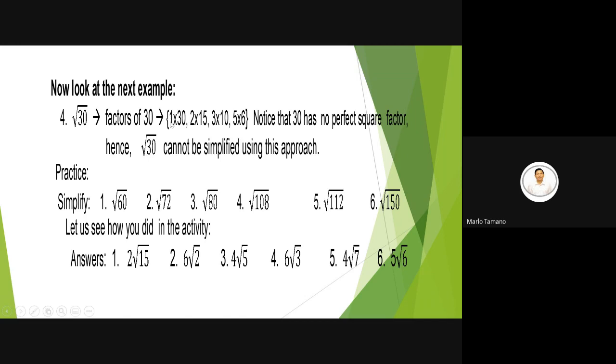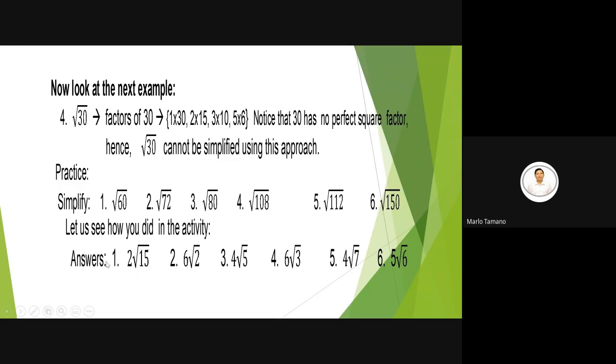Tingnan ninyo. Sir, perfect naman yung 1 eh. Bakit? Nagalaw mo ba yung 30? As is pa rin naman, di ba? Then, next factor, 2 times 15. Meron bang perfect square number dun? Wala po. 3 times 10, wala ring perfect square number dun. 5 times 6, walang perfect square number. Okay? Wala po.